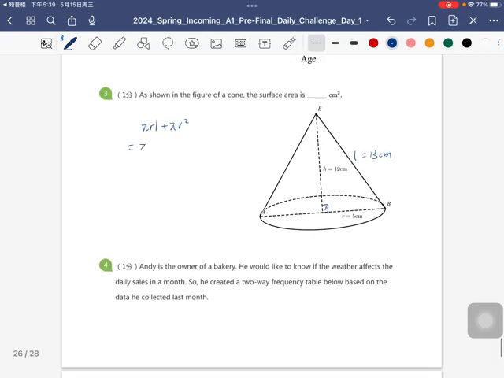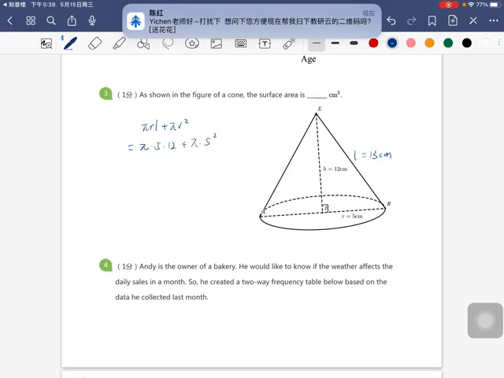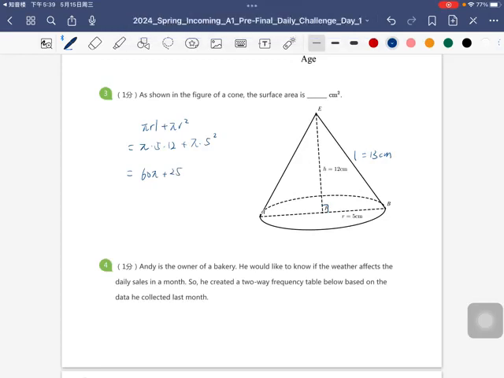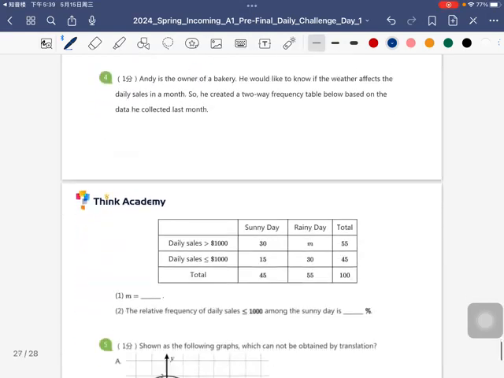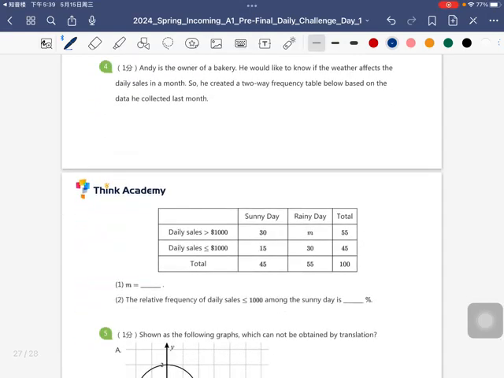So it's going to be pi times 5 times 12 plus pi times 5 squared, and that's going to be 60 pi plus 25 pi. Sorry, not 12. Made a little writing error here. Should be pi times 13. Okay, so 65 pi plus 25 pi, which is 90 pi in the end. That's the answer.